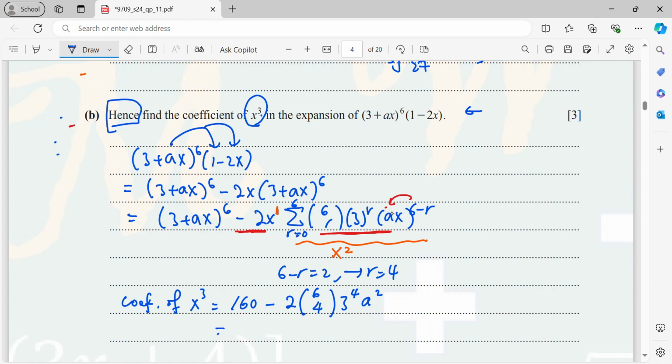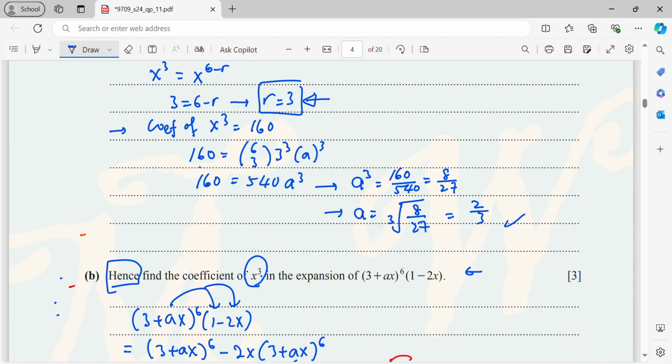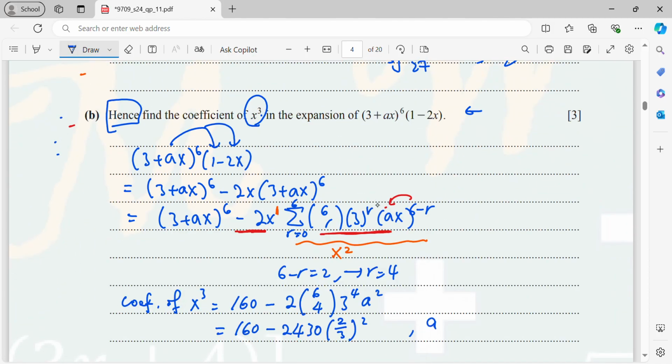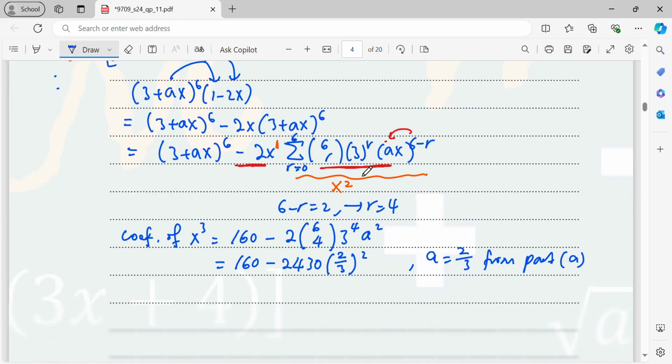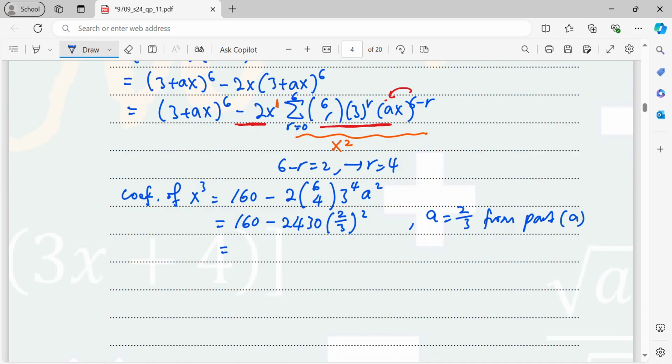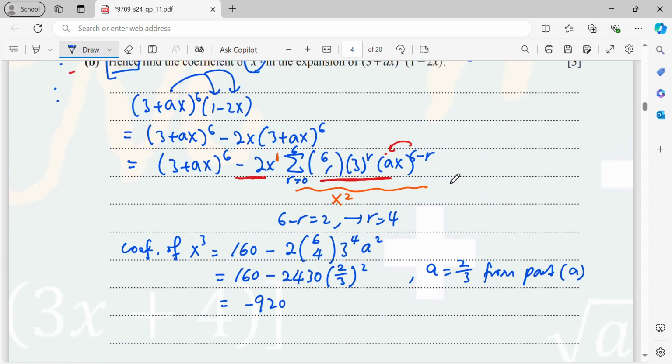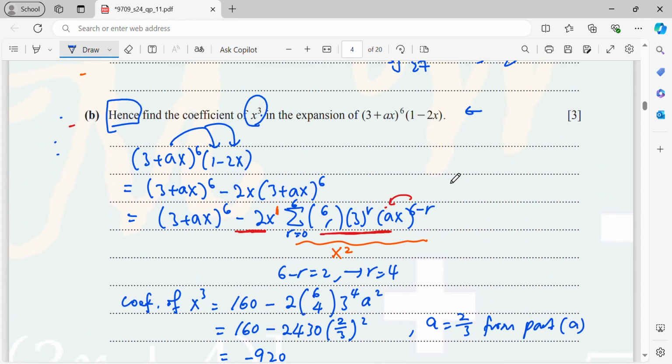Therefore here it will be 160 minus 2430 times 2 over 3 cube, 2 over 3 squared. Why 2 over 3? Because your a is 2 over 3. Then here I will just write my a equals 2 over 3 from part A. Then here you will be getting the answer of minus 920. So that is the solution for part B.